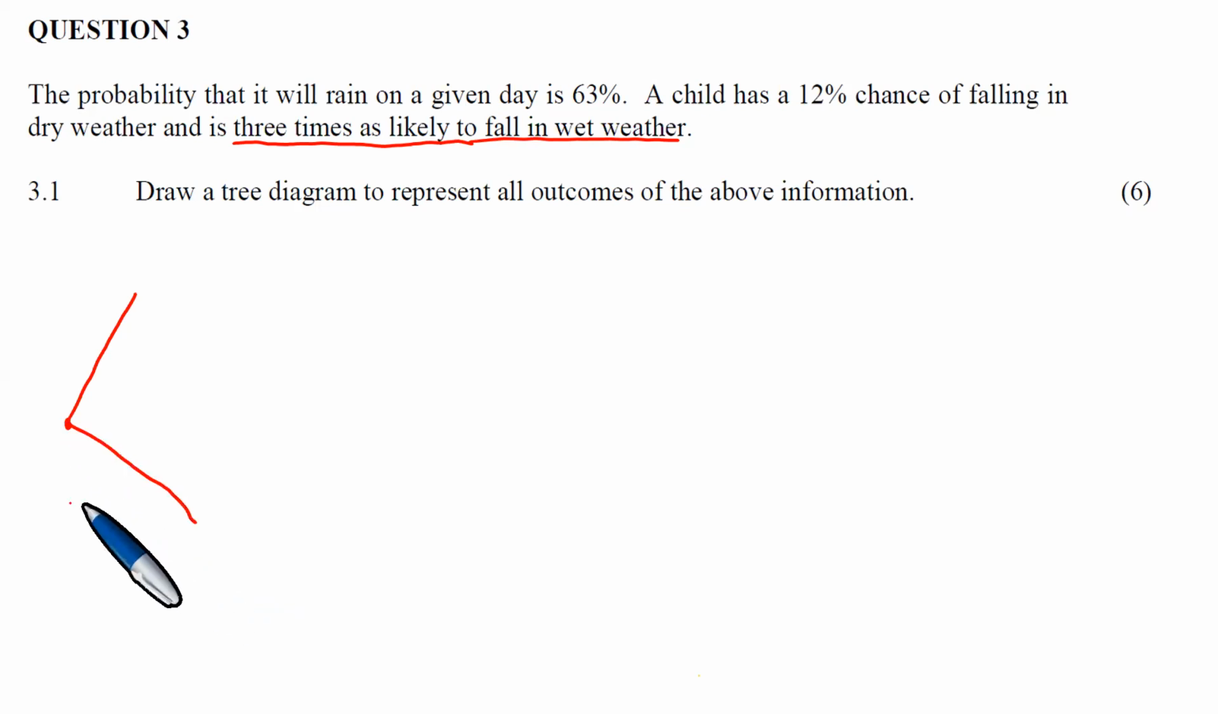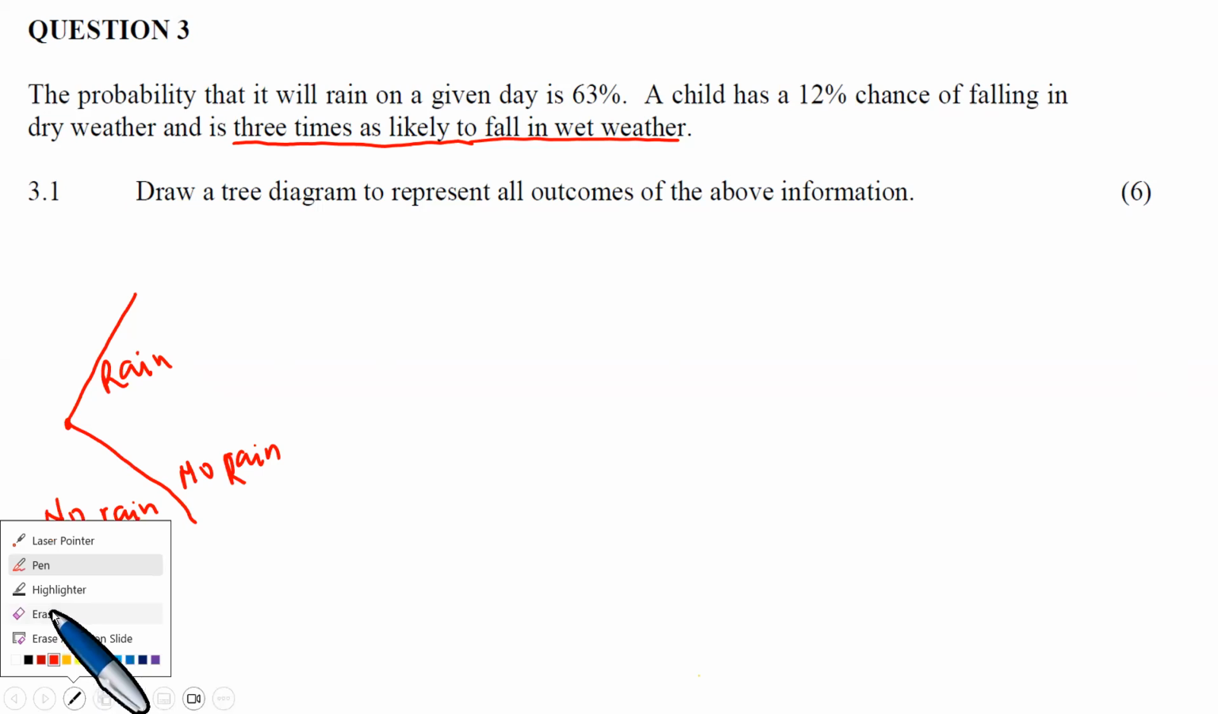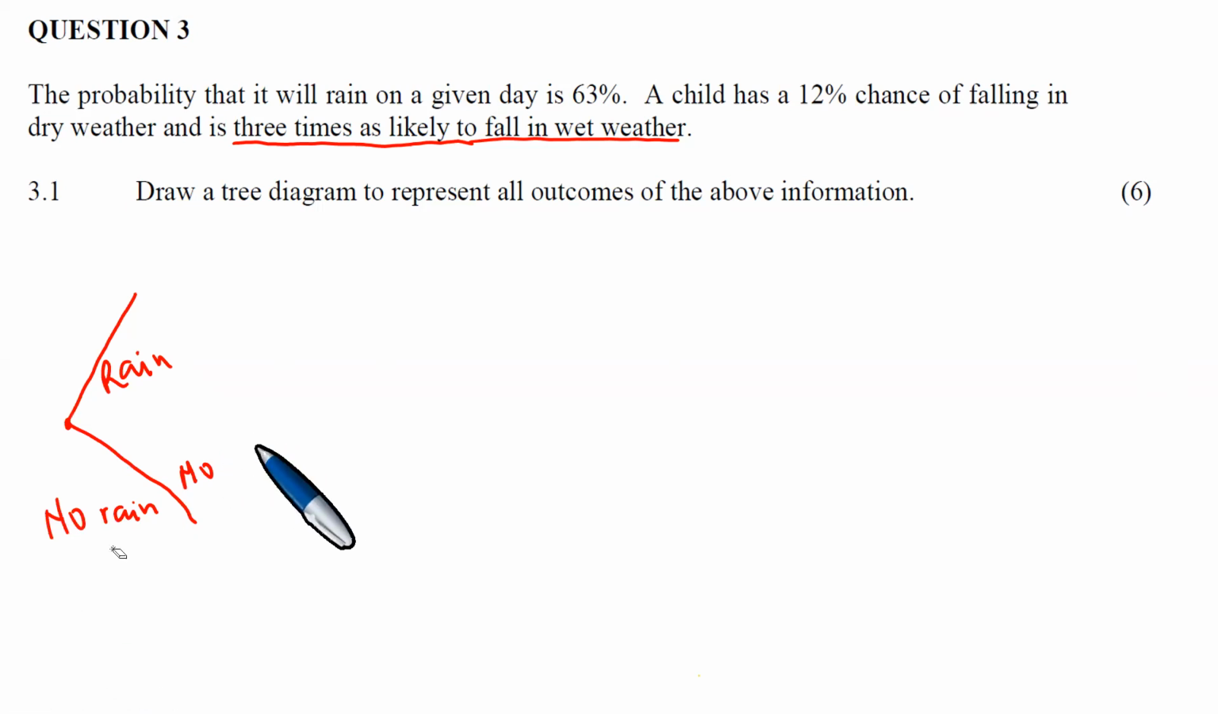So we agree that on a given day there might be rain, or on a given day there might be no rain. Fine. Write that properly: no rain.